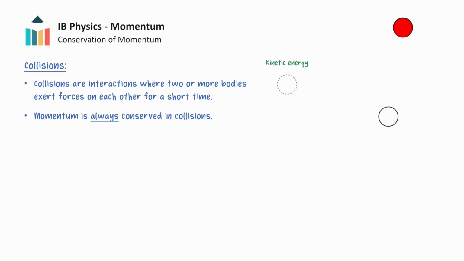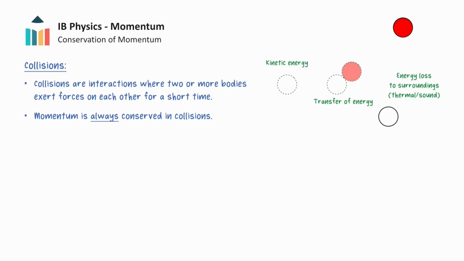Now recall that moving objects have kinetic energy. When a collision occurs, there will be a transfer of energy between the colliding objects, and sometimes energy will be transferred to the surroundings, usually as thermal energy or sound. These energy considerations can be used to categorize different types of collisions.